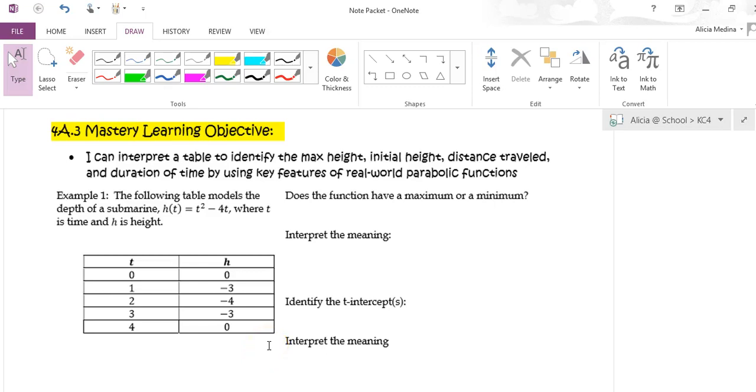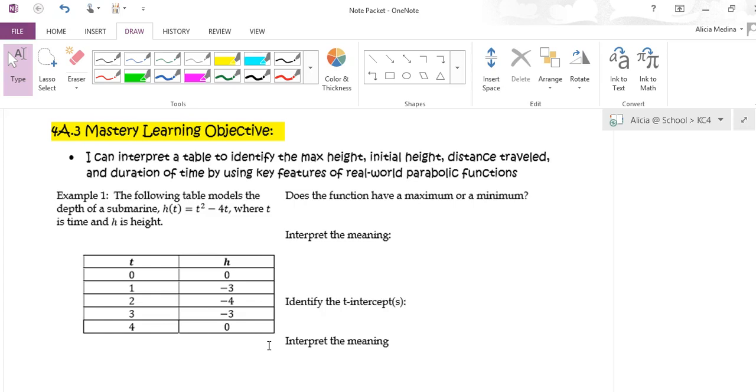Hey guys, in this video we're going to be doing a target for 8.3. Our mastery learning objective is I can interpret a table to identify the max height, initial height, distance traveled, and duration of time by using key features of real-world parabolic functions. So, still dealing with parabolas here, similar to our last video, except for we don't have a graph, we have a table. But overall, everything else is the same exact thing.